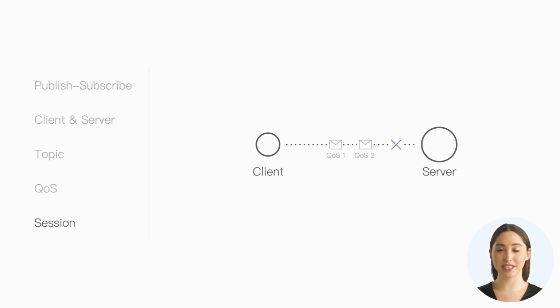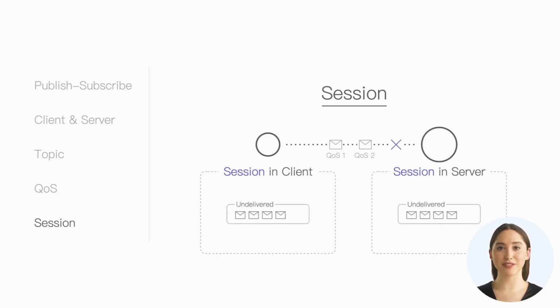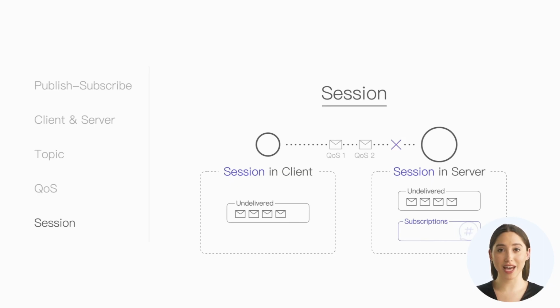So MQTT incorporates a session mechanism to ensure the semantics of QoS can be achieved. Both the client and the server store the unfinished message delivery in their respective session states, allowing the session state to persist even if the network connection is lost. This ensures message reliability is no longer dependent on the network. The server session state also stores the client's subscription information, so even if the network connection is interrupted, the server can continue to cache incoming messages for the client.